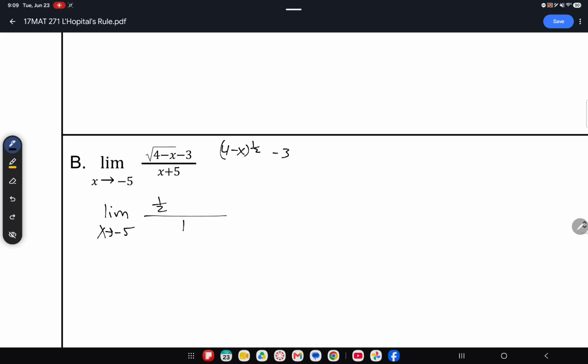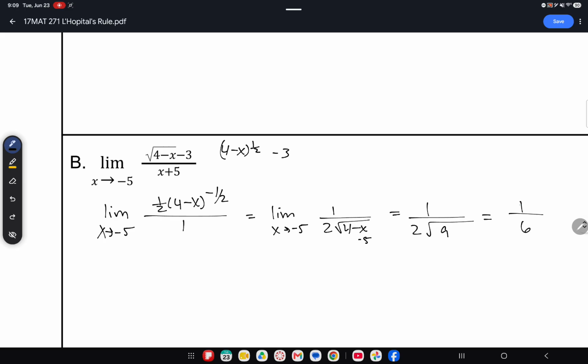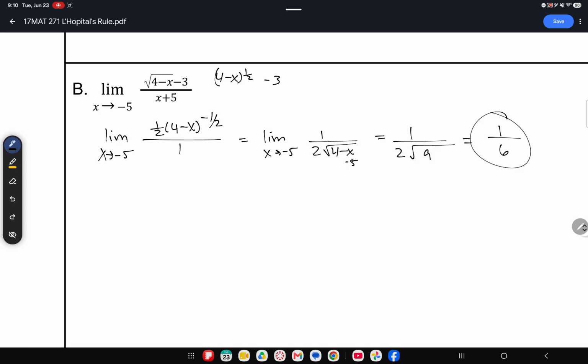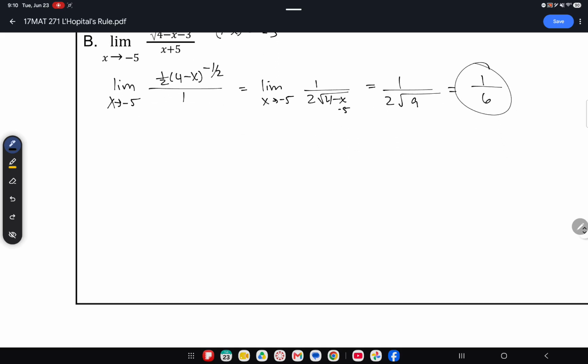So I'm left with 1/2 times 4 minus x to the negative 1/2. You could rewrite this as the limit as x goes to negative 5 of 1/2 and then the square root of 4 minus x. Could do that. I can substitute in negative 5, right? So I'd get 1 over 2 and then times the square root of 9, which is 3. So 2 times 3 is 6. So 1/6. That to me was a little quicker than trying to rationalize.